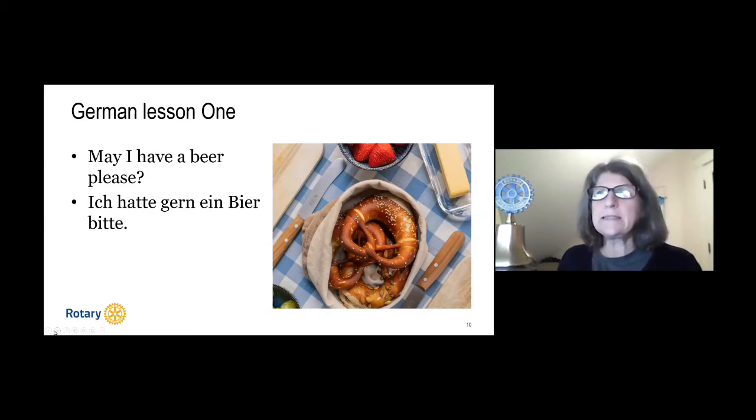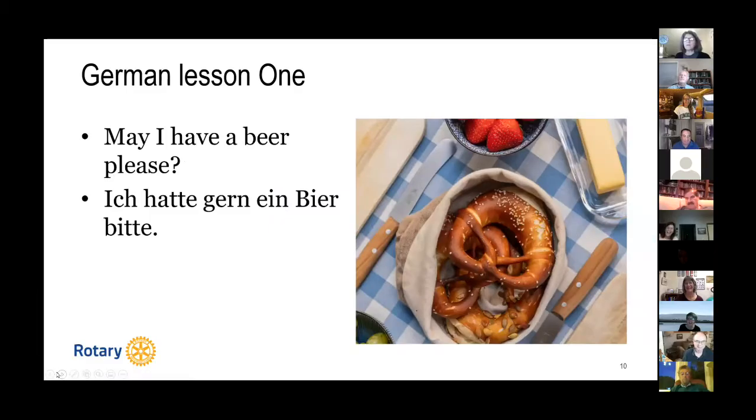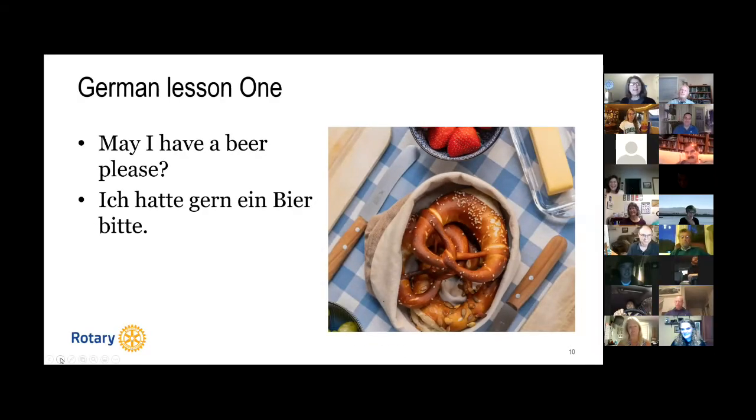So the first lesson is, may I have a beer, please? And we say that as, ich hätte gern ein Bier, bitte. Okay, everybody repeat. Ich hätte gern ein Bier, bitte. Ein Bier, bitte. Okay. Well, Dick gets a beer and the rest of you will have to order lemon drops. We said it perfectly. We were just on mute. Without lips moving, I was impressed. We're all German, we're all ventriloquists in other languages.